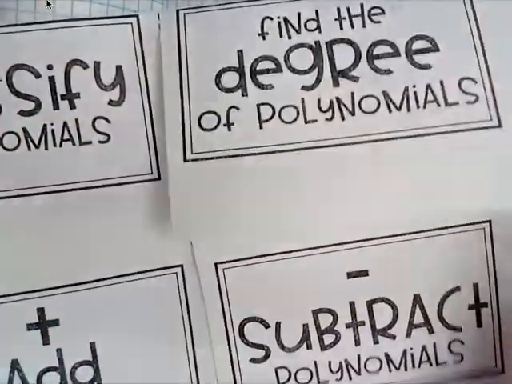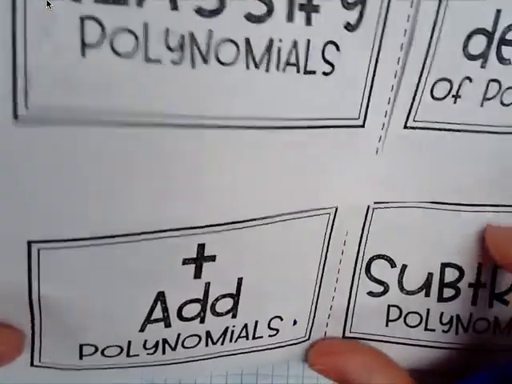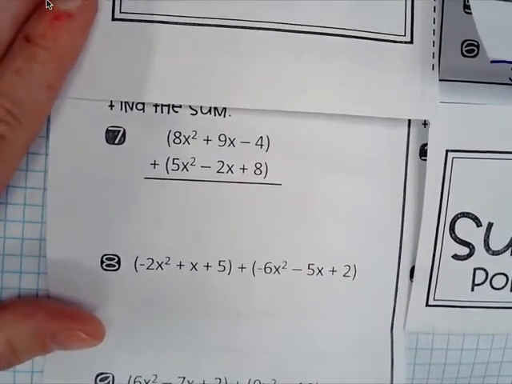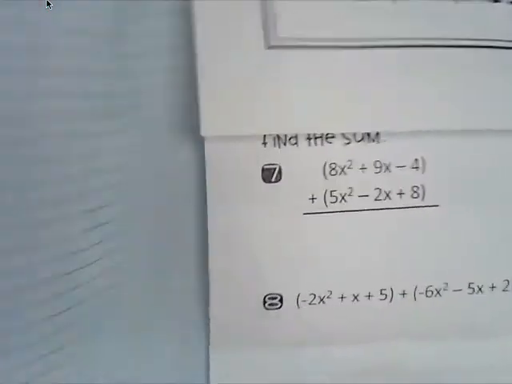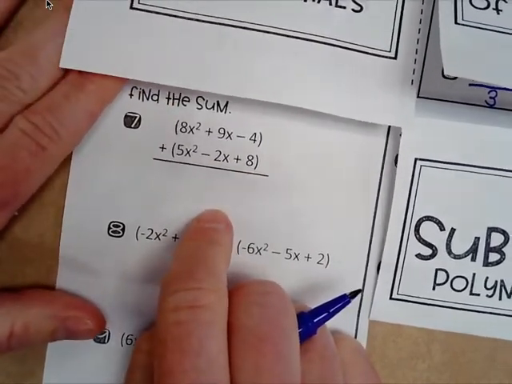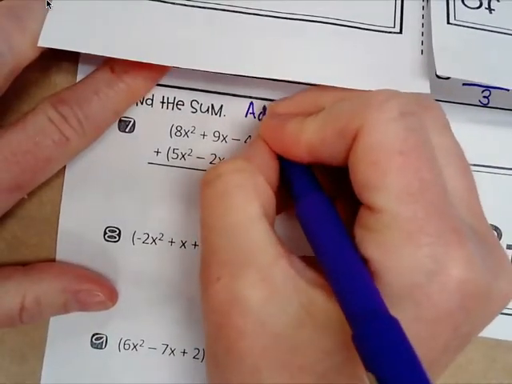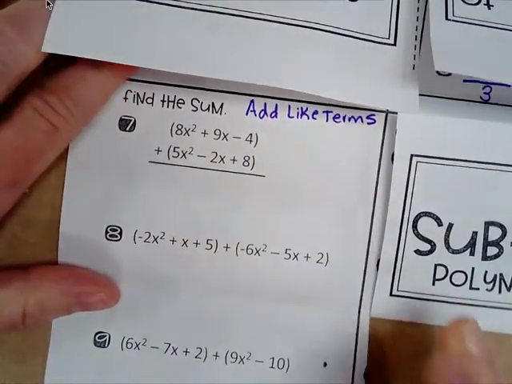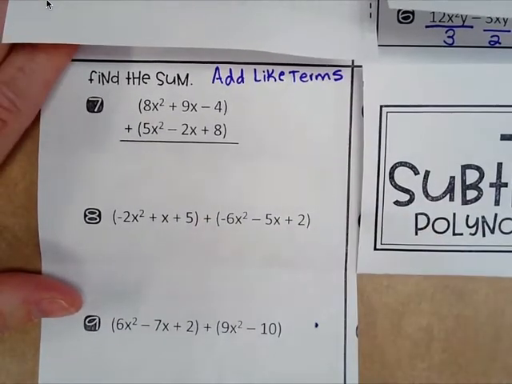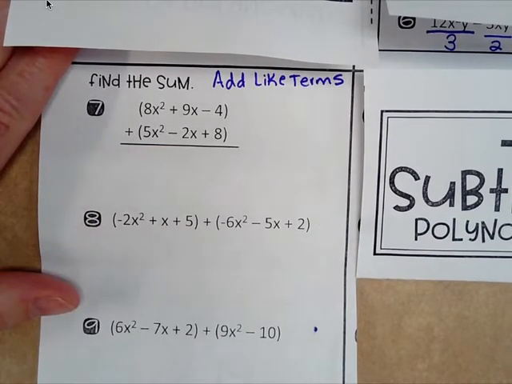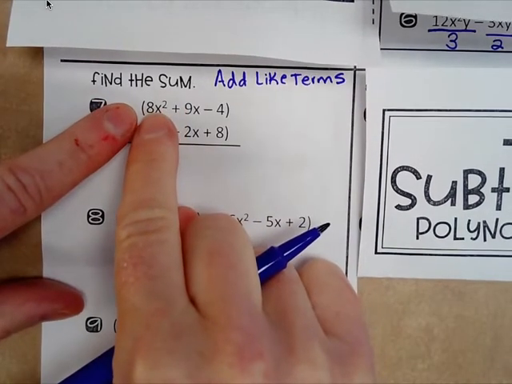Okay, we also need to add and subtract polynomials. So let's look at the add first. Adding polynomials. It says find the sum. So when you find the sum, you are going to just add like terms. So they could be listed like this, where you have your like terms in columns. So you only add the coefficients.